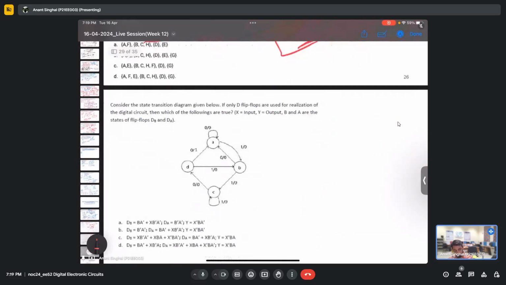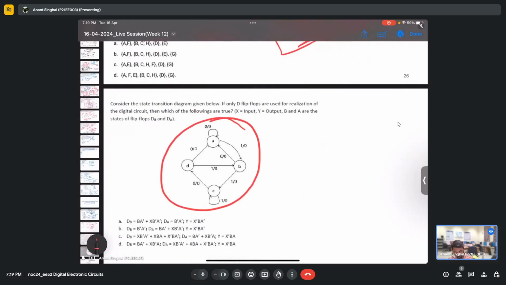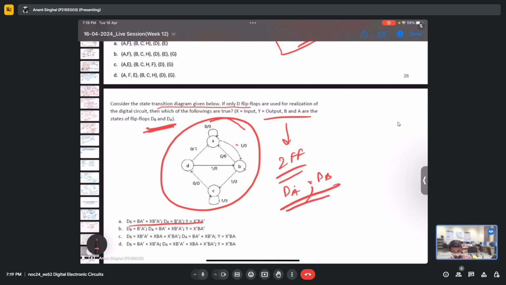Then again, the state transition diagrams. There were questions in which the state transition diagrams were given, and you were asked to specify or find out certain functions. In this problem they are asking what will be the state of the flip-flops. There are four states, so that is why two flip-flops are required, and they are just asking for the flip-flop inputs. So what will be D1 and what will be D0? This is again a very simple question. If you know how to make a state table from a state diagram, then it will be done in like 2 minutes. This is a very easy problem.